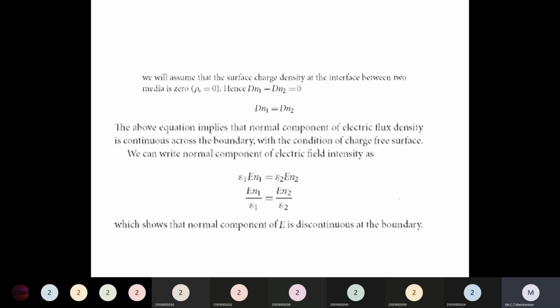Okay, so here, if you substitute D equals epsilon E, you get epsilon 1 EN1 equals epsilon 2 EN2. Here, the normal component of electric field intensity is discontinuous. You can see that from here. Okay, clearly see this part.